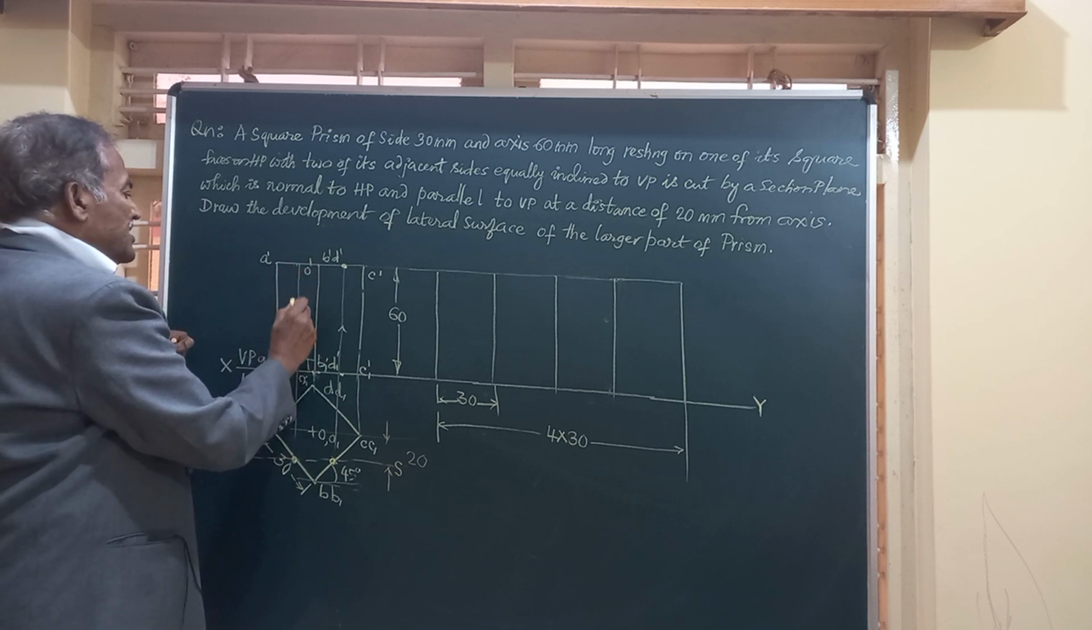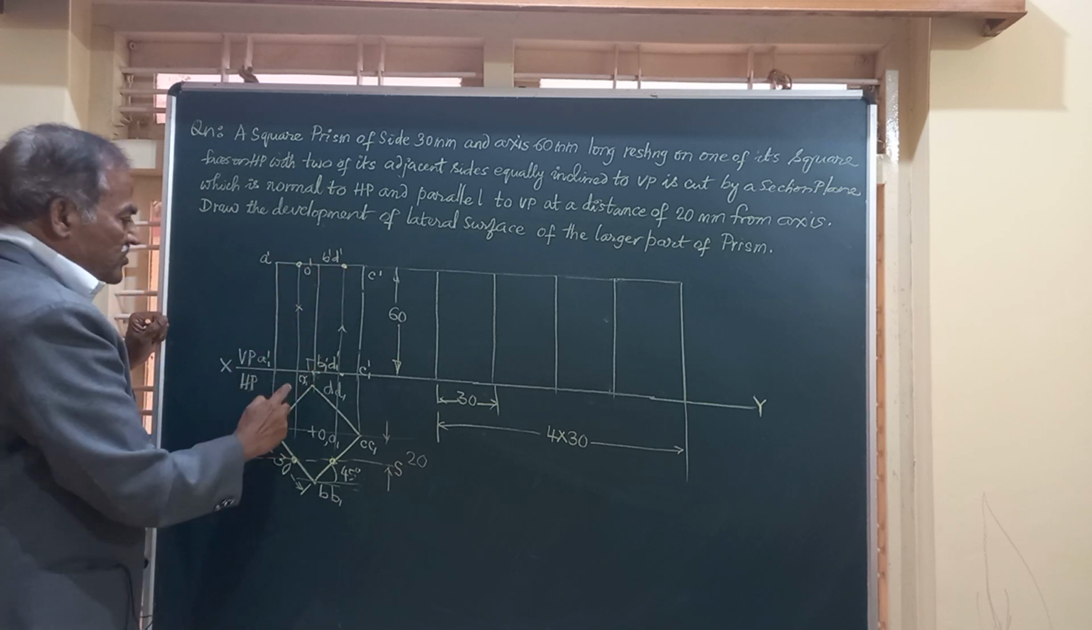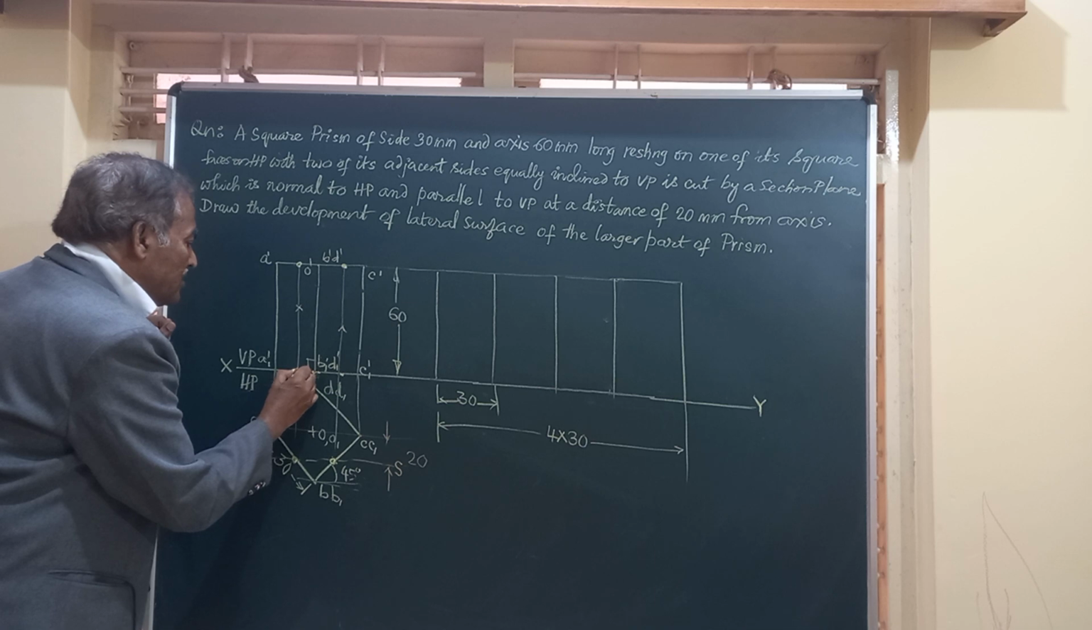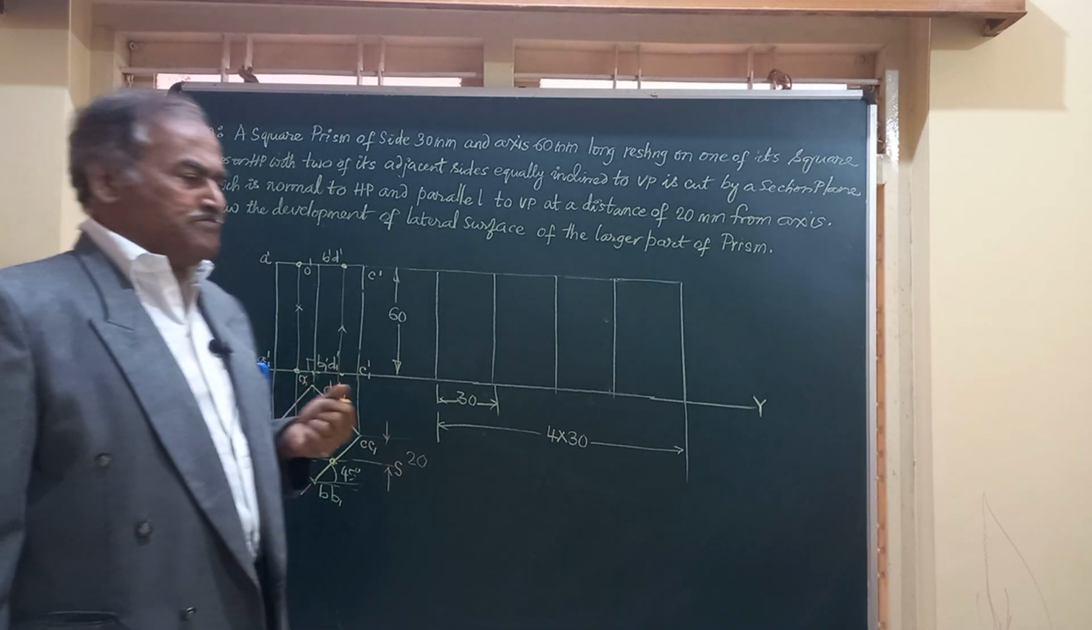So this is being cut here. So we can just show here. There are 2 points in the top, 2 in the bottom. So there are totally 4 points where the prism is being cut.